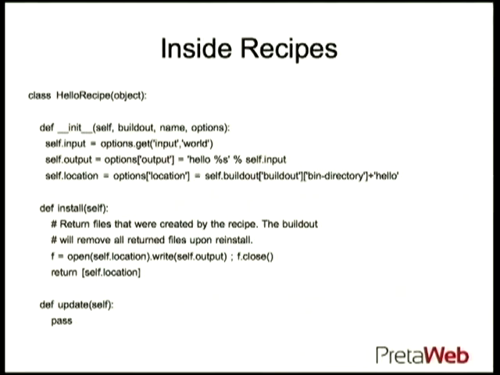Update itself is just something that will get run every single time. So if the options don't change, if any of the inputs into this recipe don't change, and if the files aren't accidentally deleted or anything, then it's the update that will be called instead. So that just gets called every time.